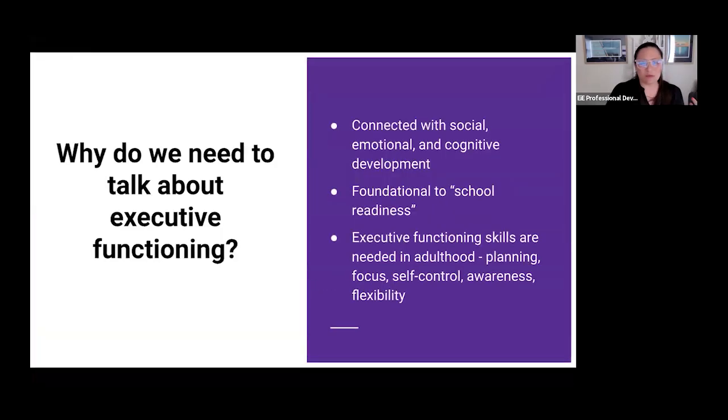So really quickly, why do we care about executive functioning, right? Why is this even important to think about? So one is that it's connected with that social, emotional, and cognitive development for students. And Kelly, you had some ideas around this idea of the social, like how that fits in. Do you want to talk about that for a second?